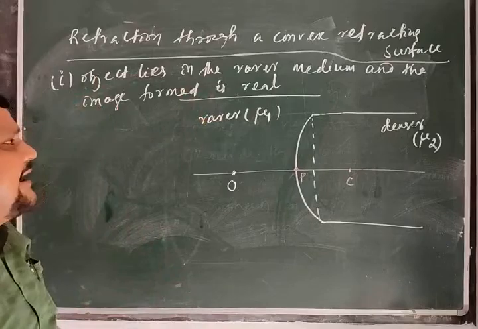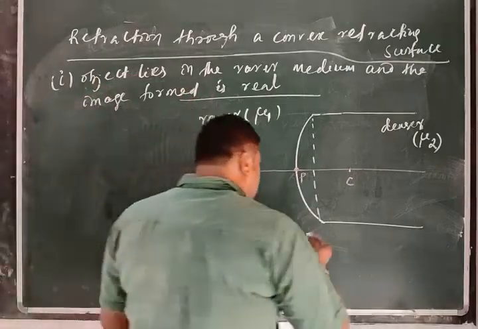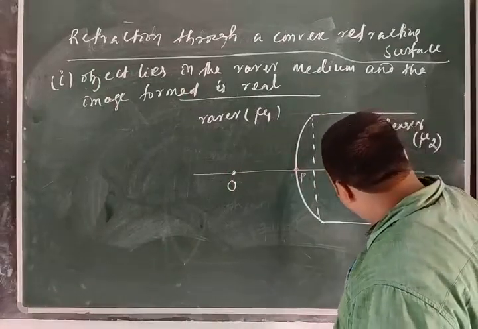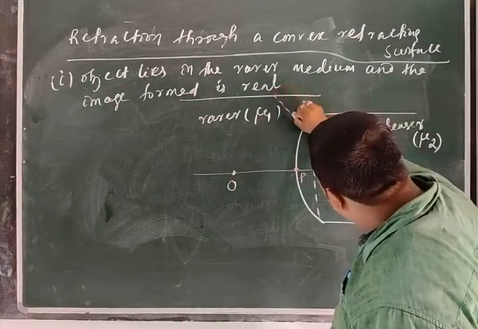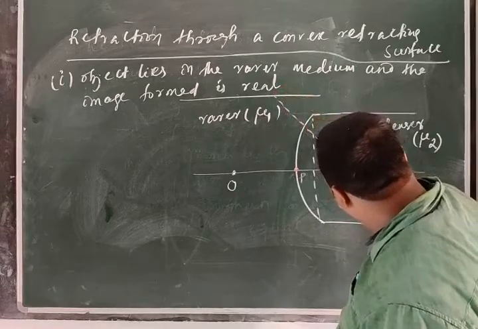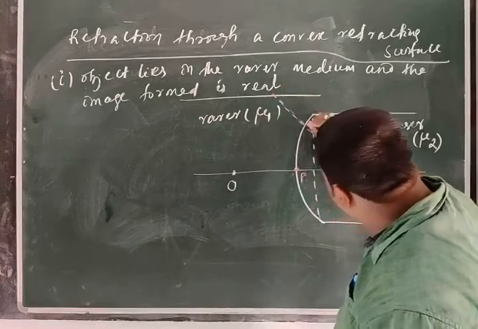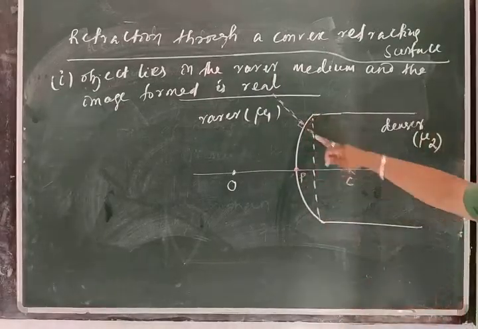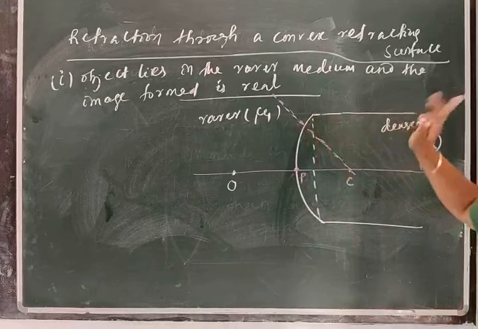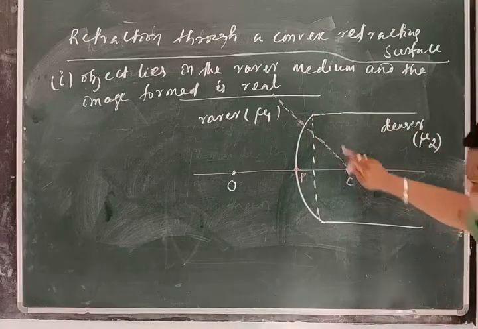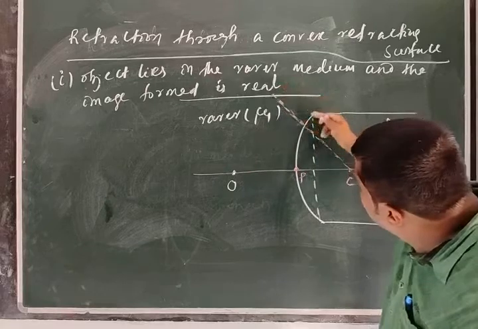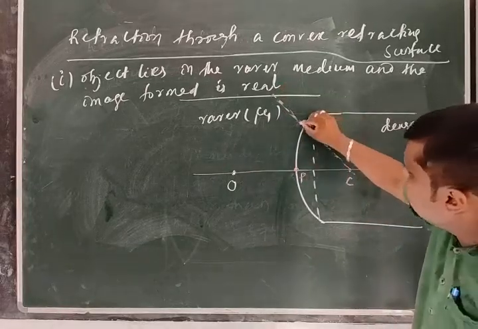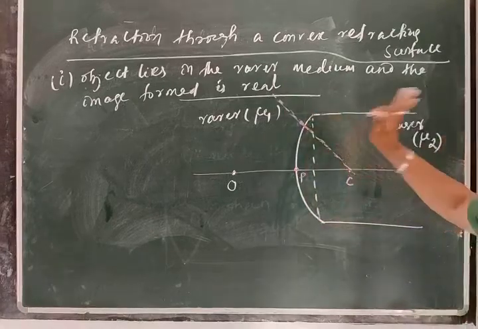Now you draw the ray diagram. First, as you know, if a line passes through the center of curvature and meets the refracting surface, this line is always normal to the refracting surface. That is the first point. The line through the center of curvature on the refracting surface is always perpendicular. So you can say this is a normal to this refracting surface. First you draw the normal.